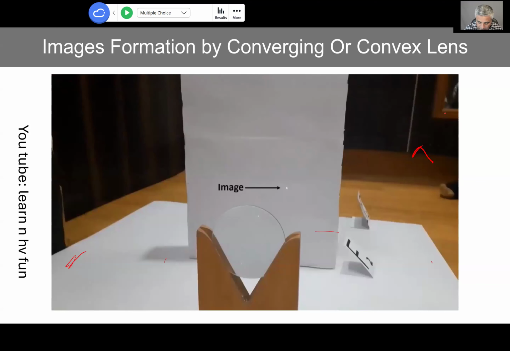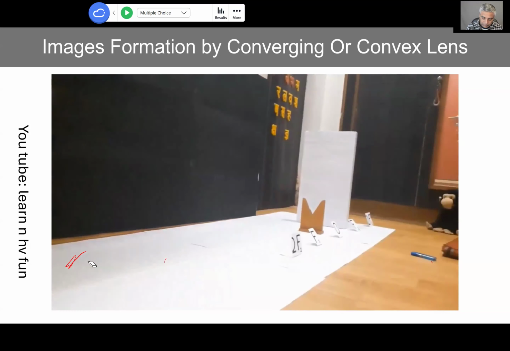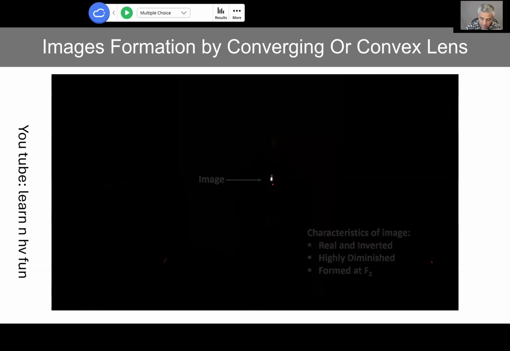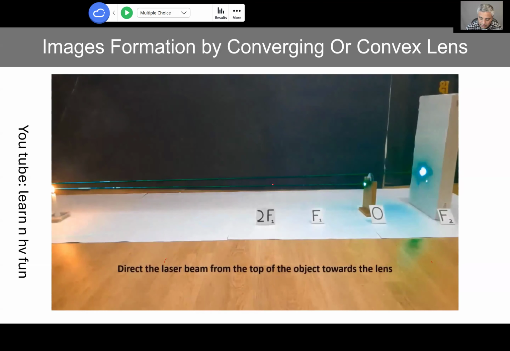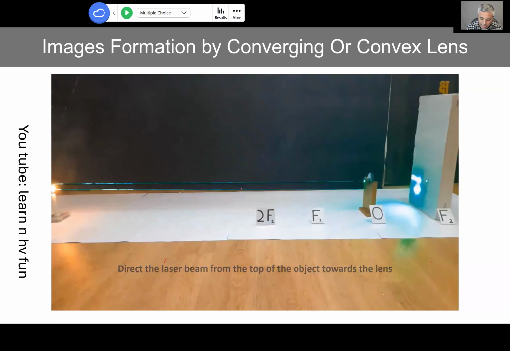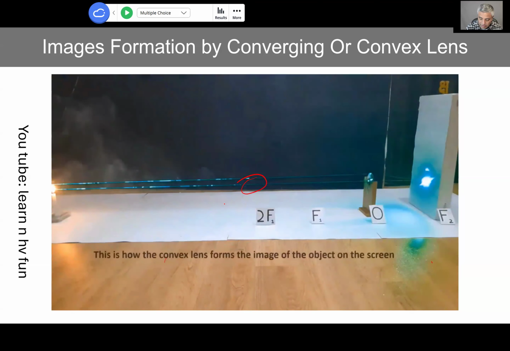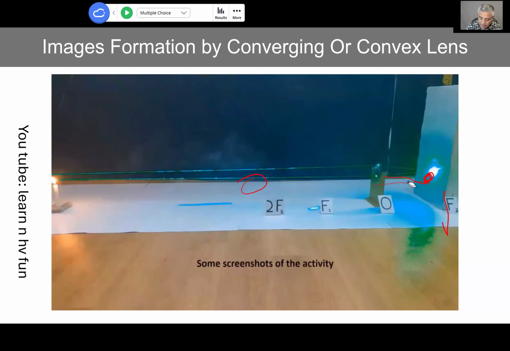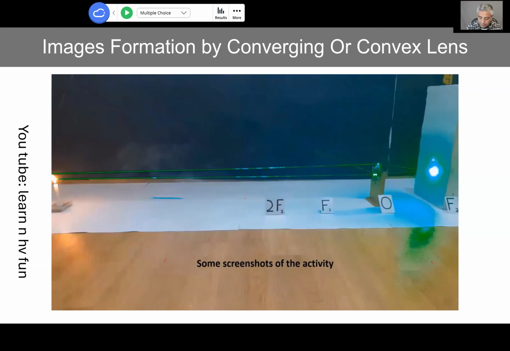Infinity means very far. So you see tiny, tiny image. Now they are shining with the laser, and see these laser lights are parallel, means as if they are coming from very far. In that case, these lights meet right at this point. So that is the focal point. So that is experimental proof, let's say.